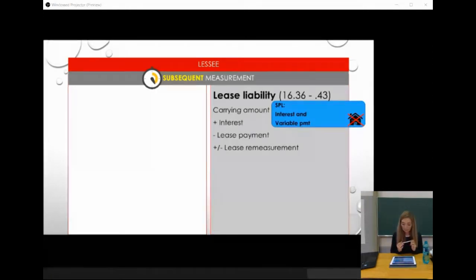Okay, subsequent measurement for the lease liability. We'll have our carrying amount of the lease liability. The carrying amount will increase with the interest for that year, and it will decrease with the lease payment. And then we will have our remeasurement that we will look at in Thursday's lecture. Okay, so in our P&L, we'll have an interest expense, and all the variable payment portions of the lease payment will go to the P&L.